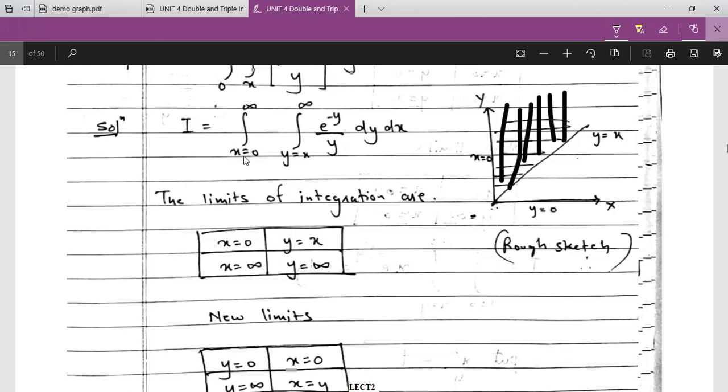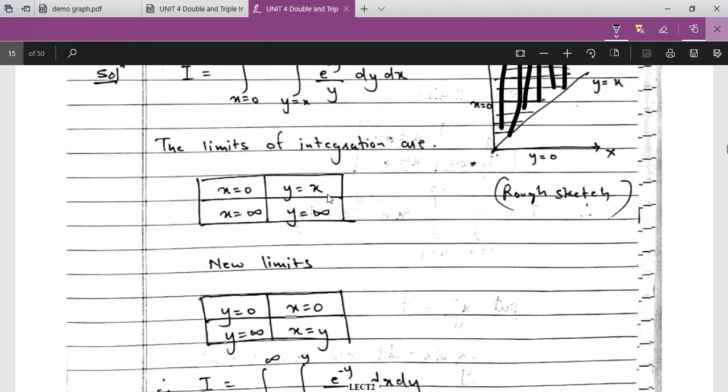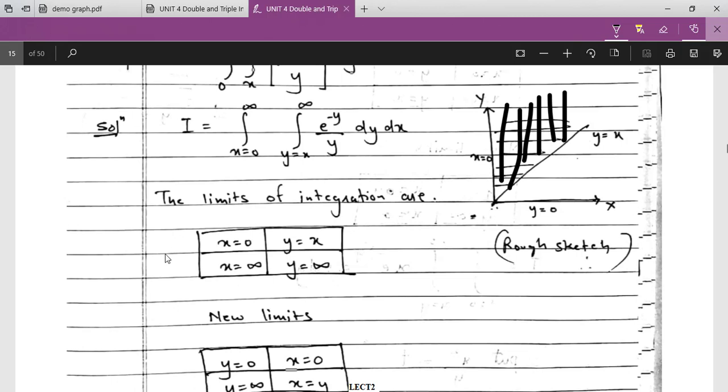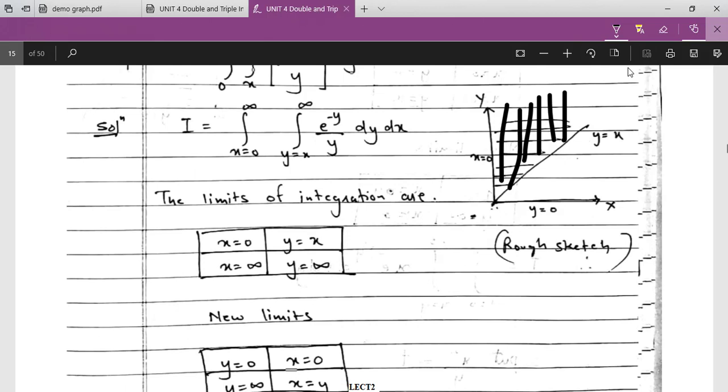Okay, and x is from 0 to infinity. So obviously x is equal to 0 to infinity. Now the limits of integration will be, this is the limit of integration, that is y is equal to x to y is equal to infinity, and x is from 0 to x is equal to infinity.